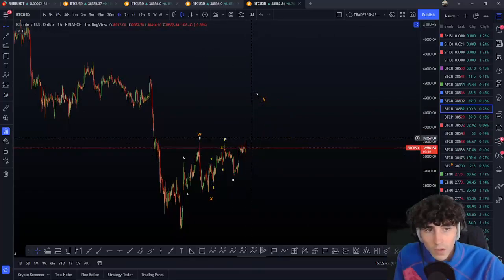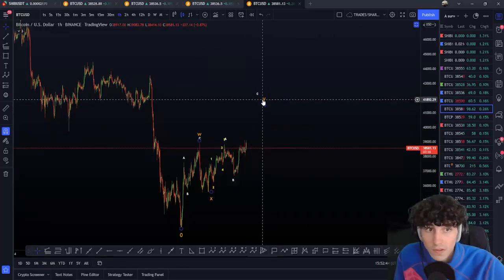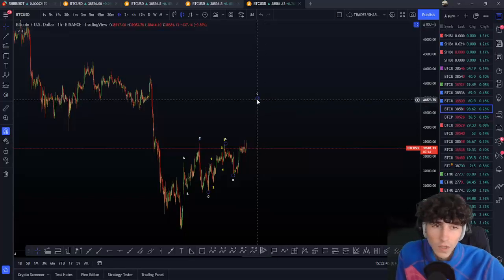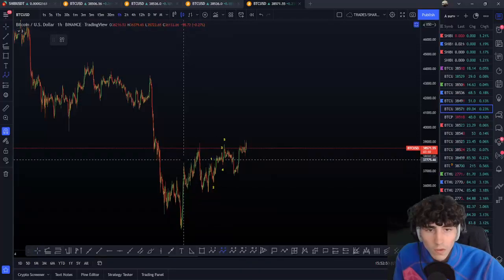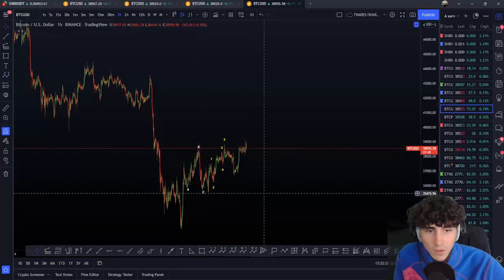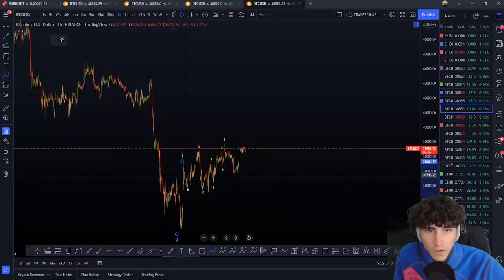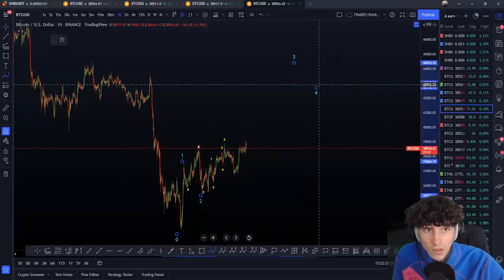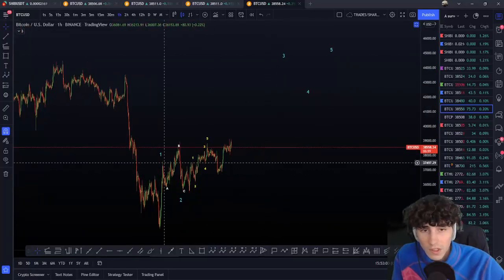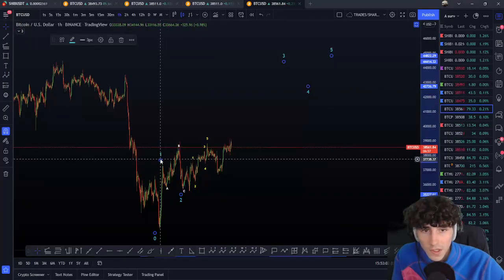Now, if we're not in these waves, because yes, there are different scenarios, I just want to come back to the ABC here with a 1-2 before, 1-2 here. In that case, that would actually be the same, if we are still in this wave 1-2-3-4-5 to the upside.